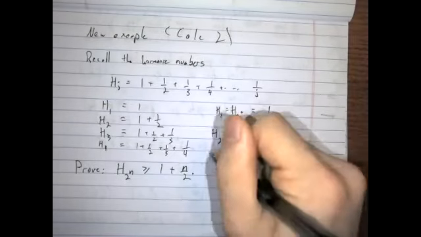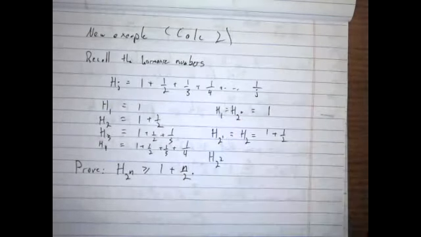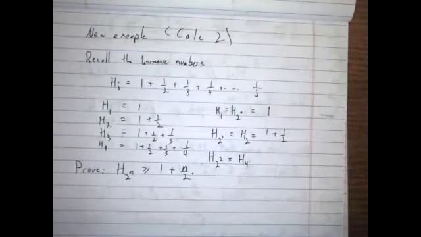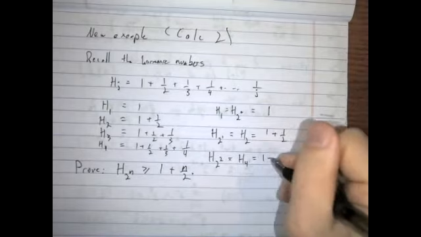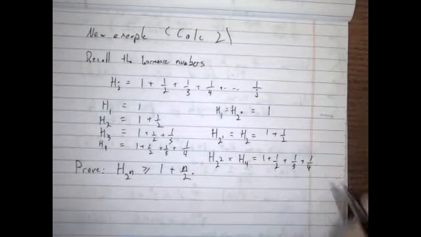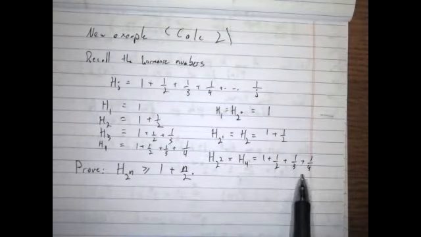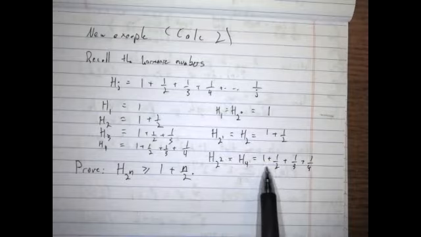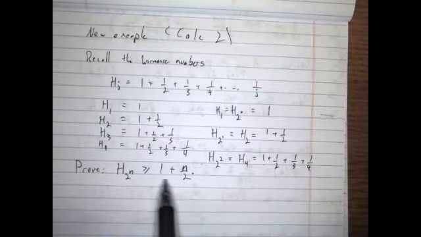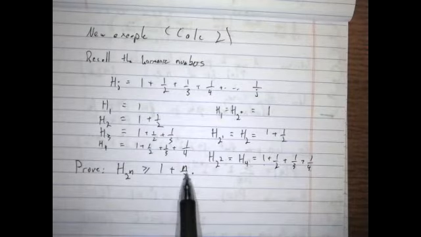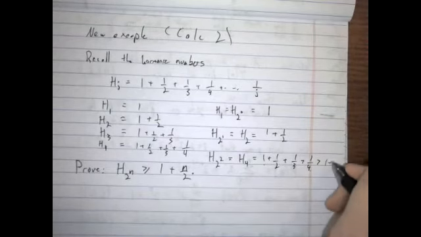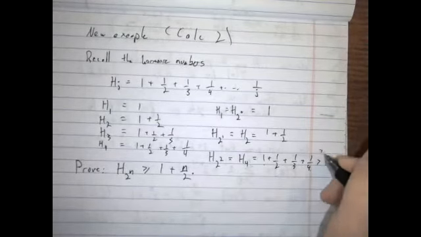Let's do a couple more examples. H_(2^2), which is equal to H_4, is equal to 1 plus 1/2 plus 1/3 plus 1/4. Here's the first kind of non-trivial example. The question is, this number 1 plus 1/2 plus 1/3 plus 1/4, is this greater than or equal to 1 plus 2 over 2? Question mark.